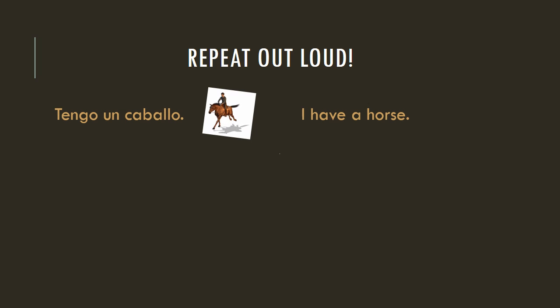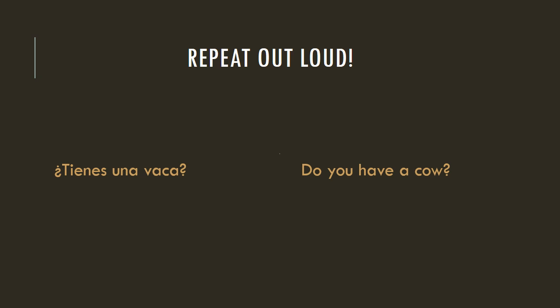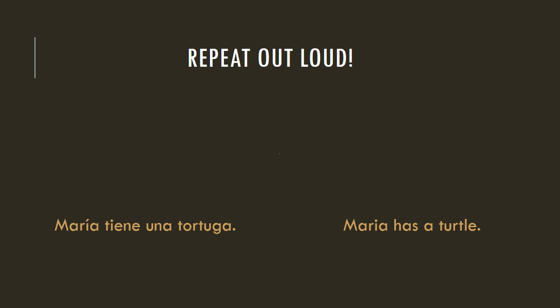Repeat the following out loud. Tengo un caballo. I have a horse. ¿Tienes una vaca? Do you have a cow? María tiene una tortuga. Maria has a turtle.